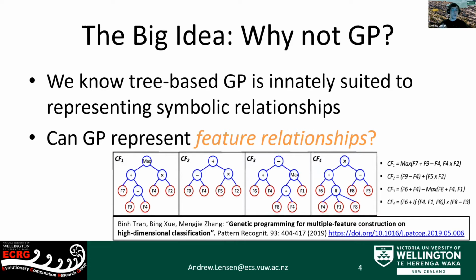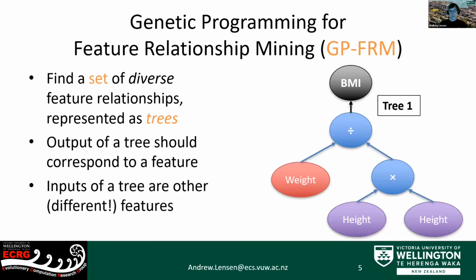as GP trees? These 4 trees you see here, which are from another paper but are a good example, show 4 different trees that would represent different relationships in the data, doing a variety of things: taking maximums, additions, subtractions, if statements, all of those things that we're used to doing in GP. This paper was all about exploring this idea of finding what I call feature relationships in data, which is a symbolic relationship between some set of features and an output or a target feature.